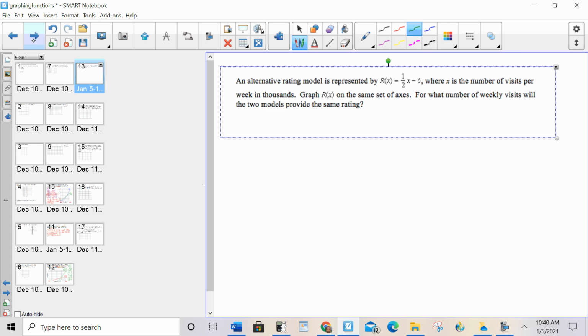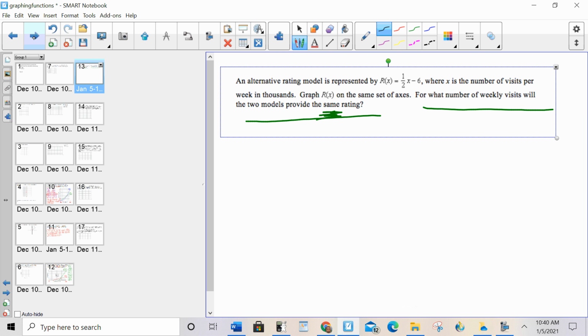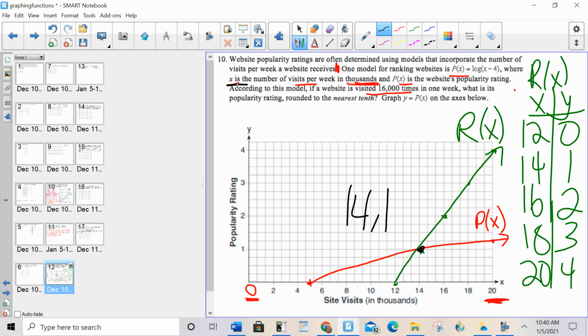For what number of weekly visits will the two models provide the same rating? So same is the point of intersection. And I have the point of intersection here. The point of intersection is 14, 1. It wants weekly visits. Weekly visits is X in thousands. So it would be 14,000.